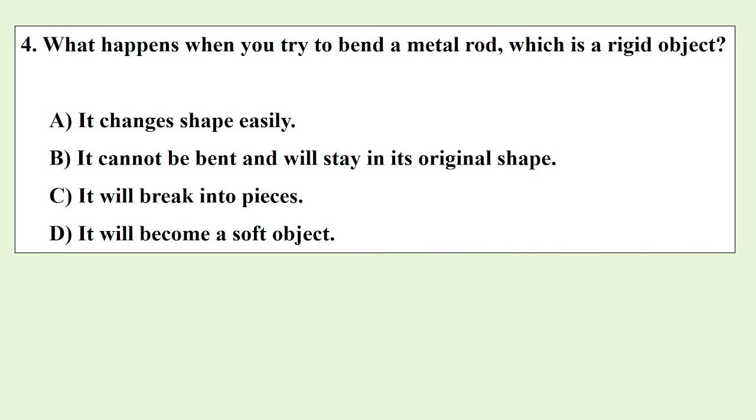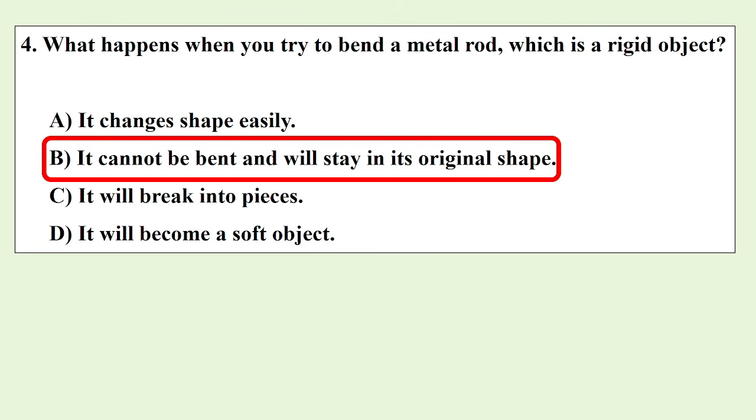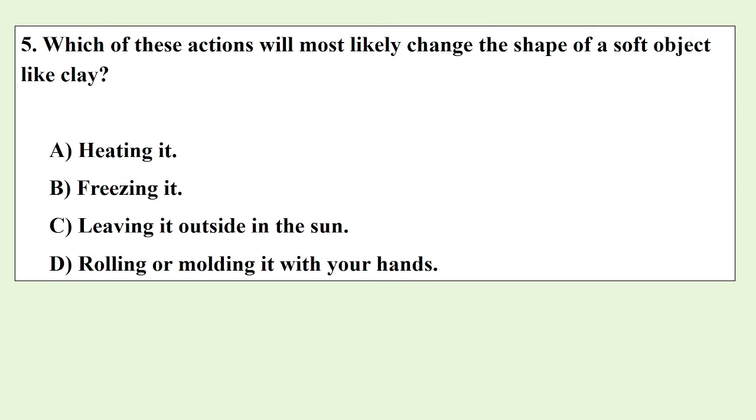Number 4. What happens when you try to bend a metal rod, which is a rigid object? Number 5. Which of these actions will most likely change the shape of a soft object, like clay?